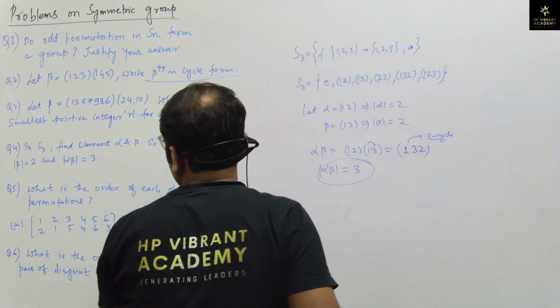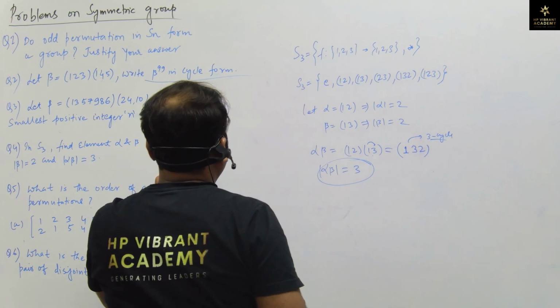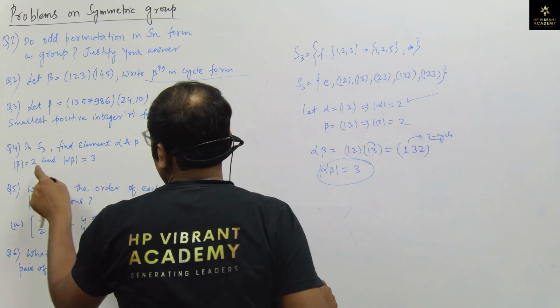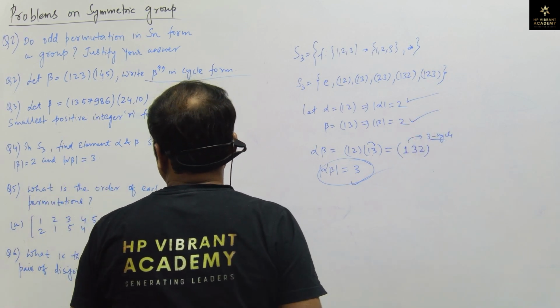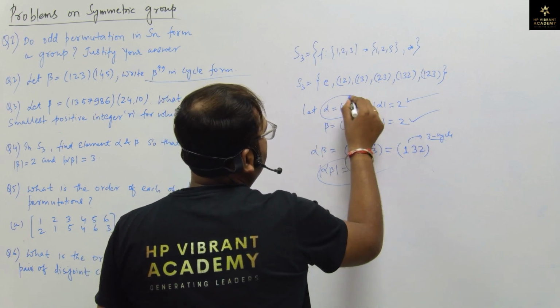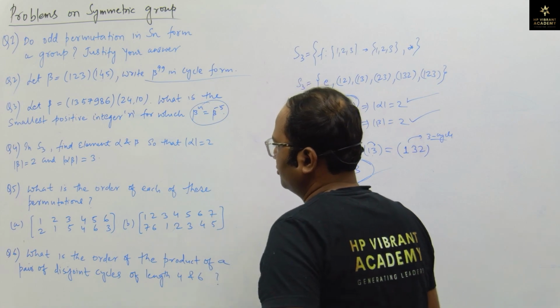Okay, so in S3 we have to find the elements alpha and beta so that the order of alpha is 2, the order of beta is 2 and the order of alpha beta is 3. So we have the element alpha as (1 2) and the element beta as (1 3). Okay, now let us discuss question number 5.